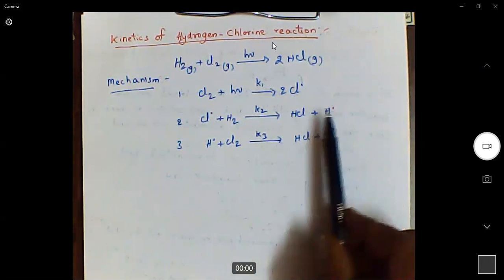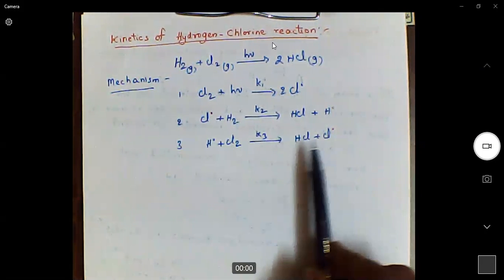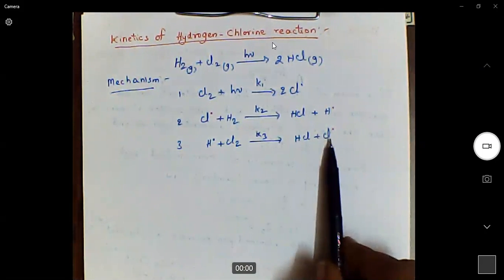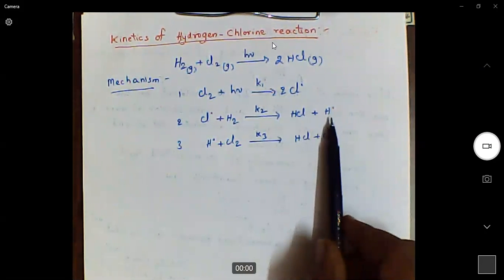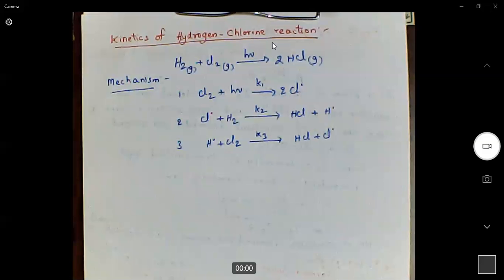When H is generated, it reacts with Cl2 and generates a product plus another reactive species, Cl radical. When Cl radical is there, it reacts with the hydrogen gas, generates product plus another reactive species, hydrogen radical. So this is how in each and every step a reactive species, either hydrogen radical or chlorine radical, is generated, which is involved in the next step. This is how a chain mechanism is triggered between hydrogen gas and Cl2 gas in presence of light.